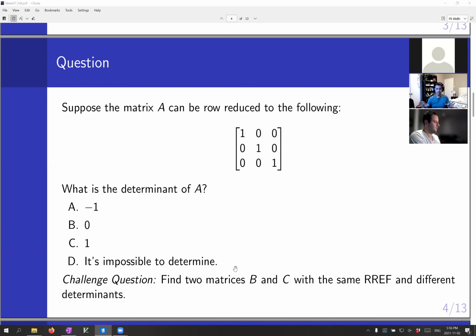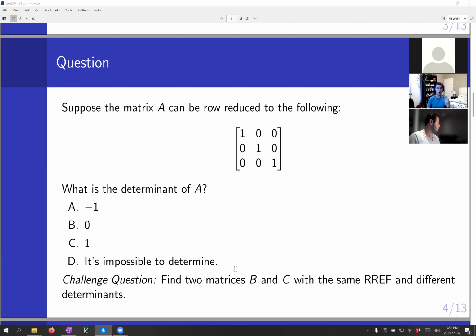Now let's take a second, everyone. Read what the question says. What does the question say? I'm not asking you for the determinant of this matrix, right? You all agree? I'm not asking you for the determinant of the identity matrix. That is 1, right? That would absolutely be correct if that's what I asked you, but that's not what I asked you. I said this matrix can be row reduced to the identity matrix. What is the original determinant?